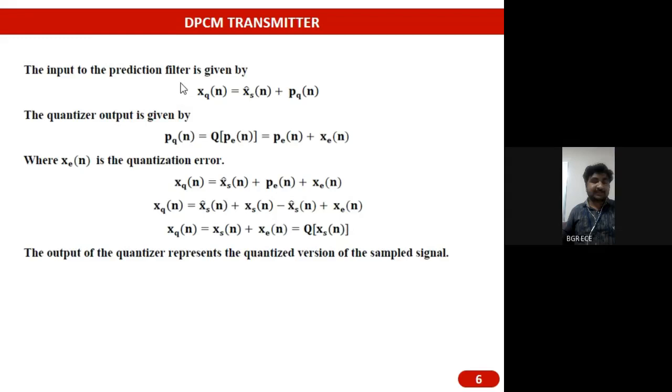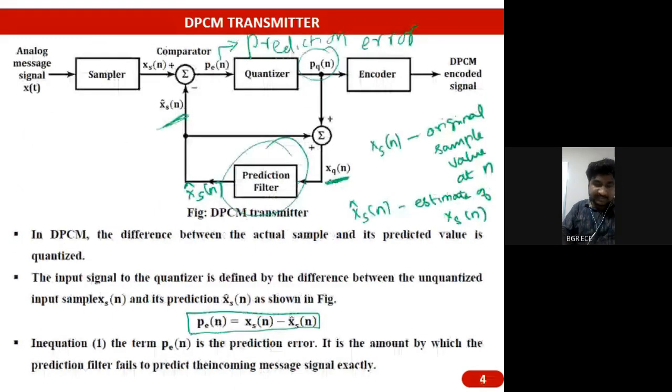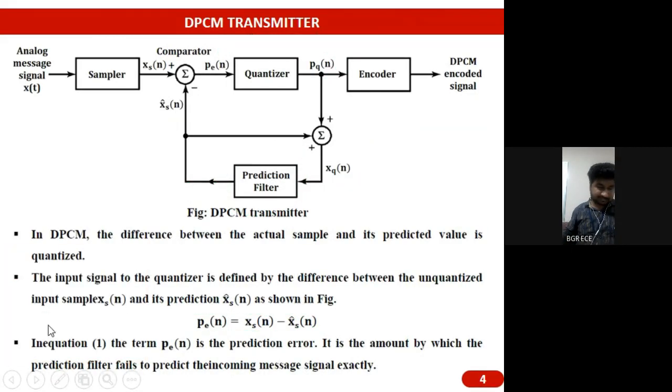The input of the prediction filter is given by xq of n is equal to xs cap of n plus pq of n, that we know. This is the input to the prediction filter. This xq of n will be equal to the output of this summer, whose inputs are pq of n and xs cap of n. So we can write this as xs cap of n plus pq of n. This is what we have written here.